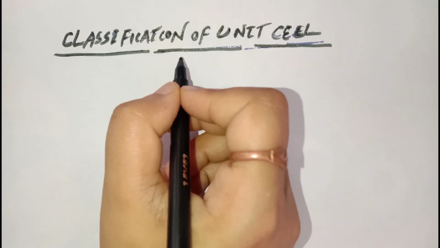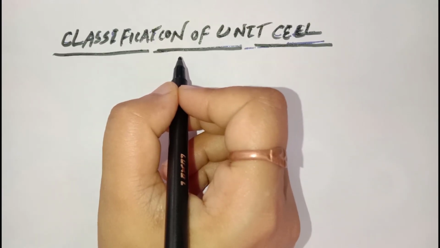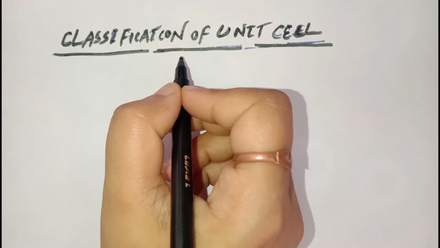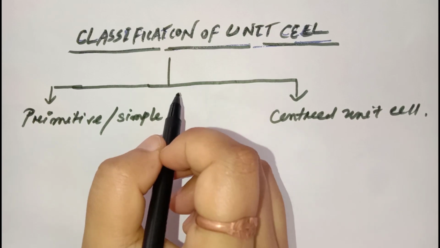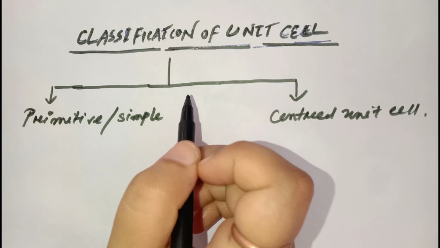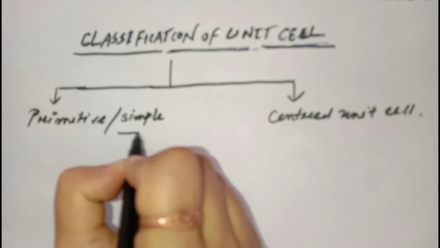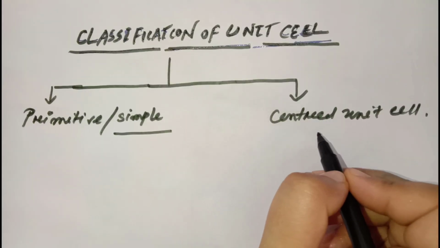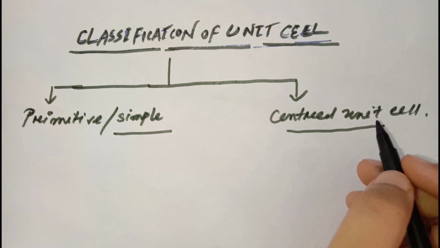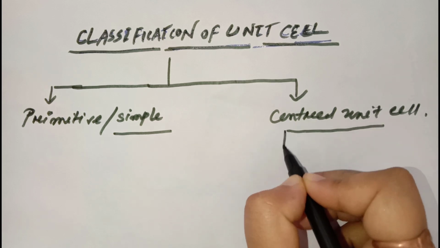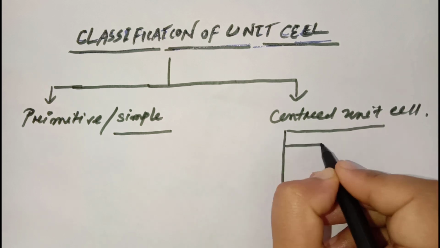Hello guys, today we will discuss another portion of the solid state chapter, that is the classification of unit cell. So basically unit cells are classified into two types. First one is the primitive or simple unit cell and another one is the centered unit cell. And centered unit cells are again classified into three types.